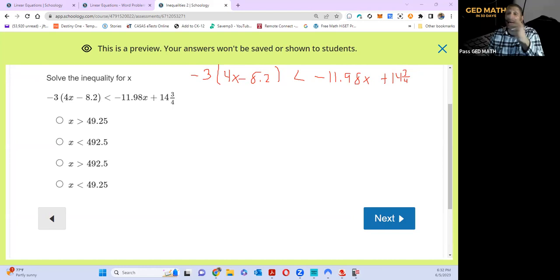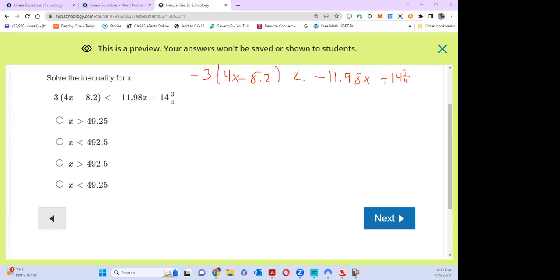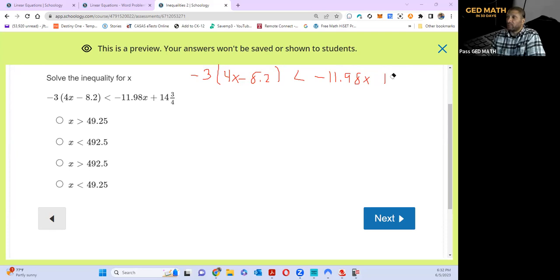So the first thing I'm going to do is, I don't like fractions. I don't like fractions at all. Anybody tells you they like fractions, I don't know what to tell you. I don't like fractions and I love math. I hate fractions. So what I'm going to do right away is change that 14 3/4 to a decimal. What is 14 3/4 as a decimal? 0.75. 14.75. So I'm going to take that out and put my decimal.